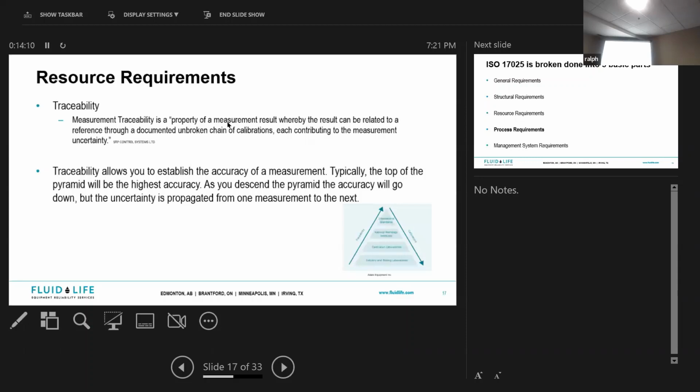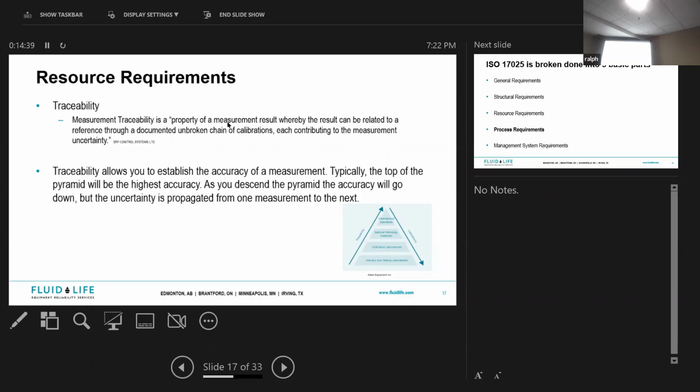Traceability. I don't know if you have heard of traceability, but it's part of the standard as well. My little picture is kind of small, but it shows how it works. You have the highest standard at the very top, and as you descend the ladder of perpetuating traceability, your measurement uncertainty is going to get wider and wider and wider.